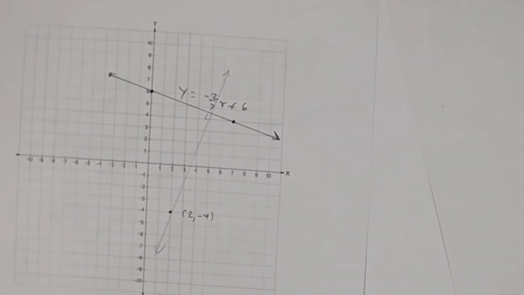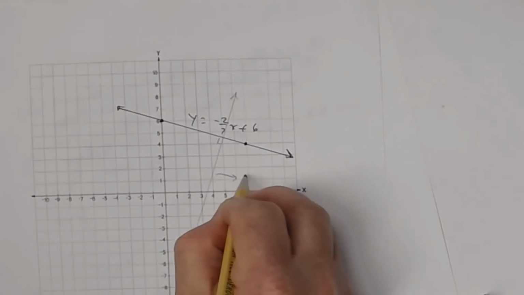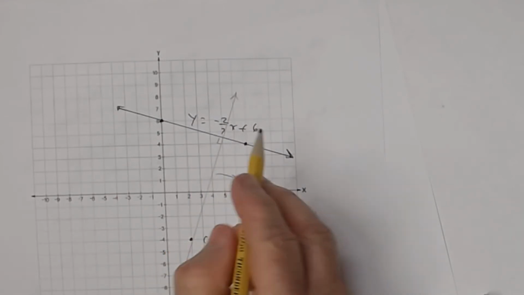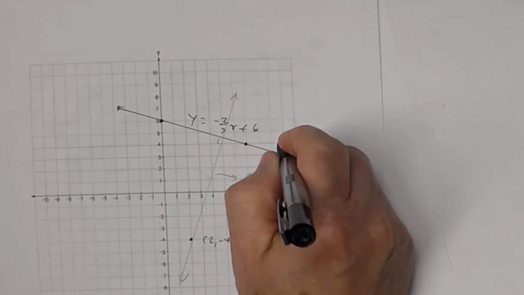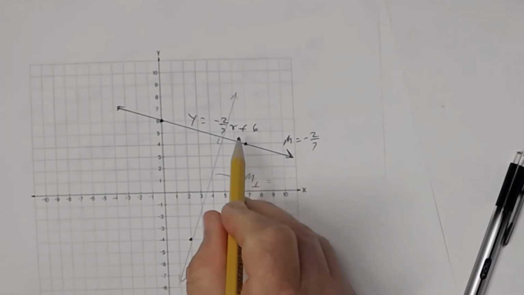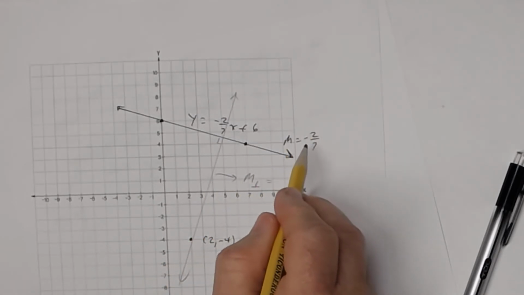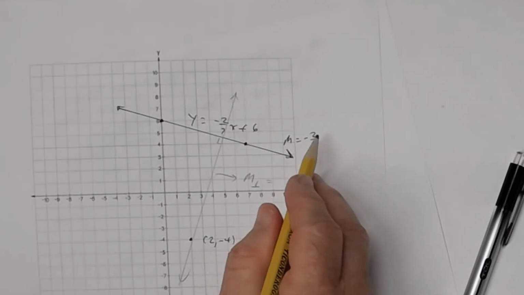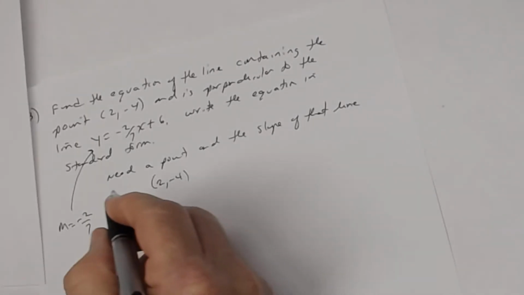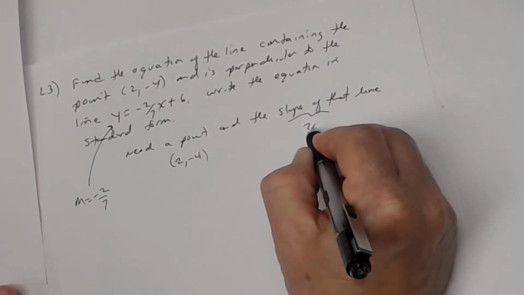So if this slope is negative 2/7, then the slope of the line that's perpendicular to it is going to be the negative reciprocal. The slope of this line is negative 2/7. So the slope of the line that's perpendicular to this, which is this one, is going to be the negative reciprocal. If this is negative, this one's going to be positive. And the reciprocal of 2/7 is 7/2. So that's the slope of the line. So then the slope of this line is going to be 7/2.